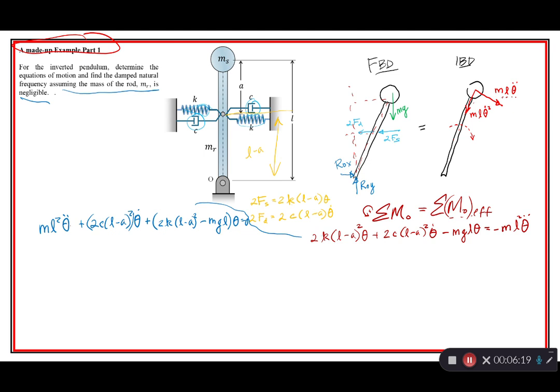So now you could call that the equation of motion, or you could call the equation of motion where we divide all the way through. I think it makes it just a little bit easier. So you've got a 2c L minus a squared over m L squared theta dot.